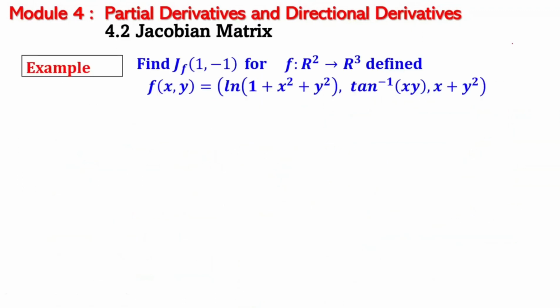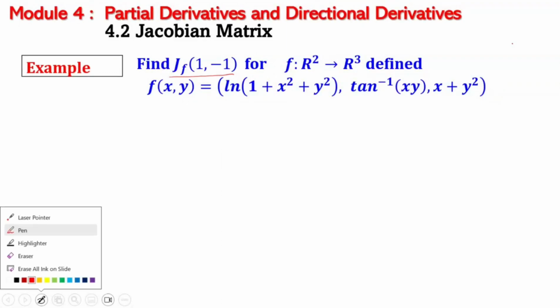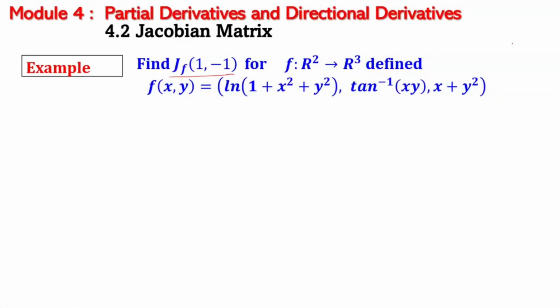Okay, now let's have one example here. Find Jf at (1, -1), where f is from R2 to R3 defined by f(x,y) = (ln(1 + x^2 + y^2), tan^{-1}(xy), x + y^2). So we need to find the Jacobian at the point (1, -1). To do that, we will divide this function into components as per our requirement. So let's say a solution.